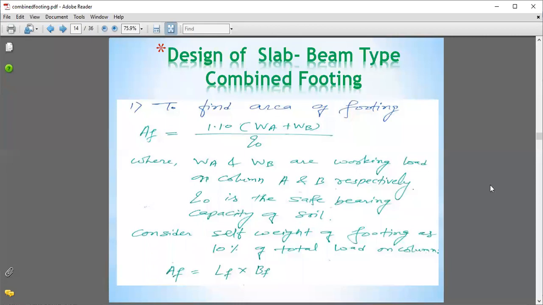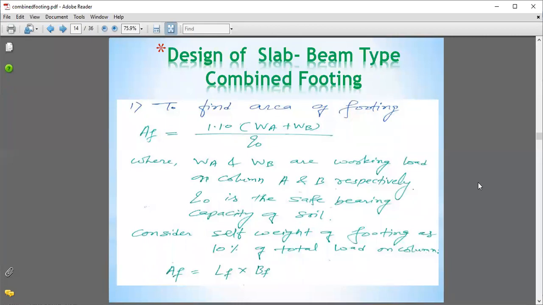Okay, that is the AF. AF is the cross section area of the footing, which is calculated by total load coming on the footing divided by SBC, that is the safe bearing capacity of the soil. So based on this we'll get the AF value.